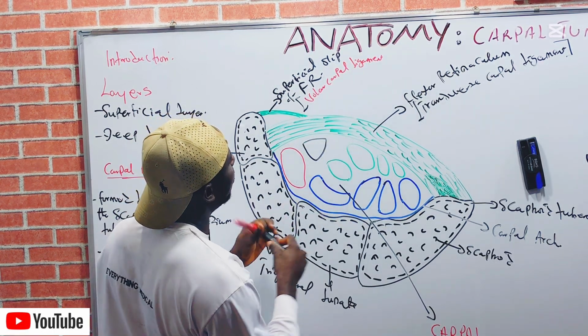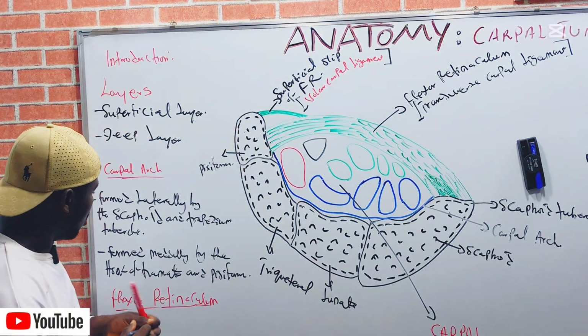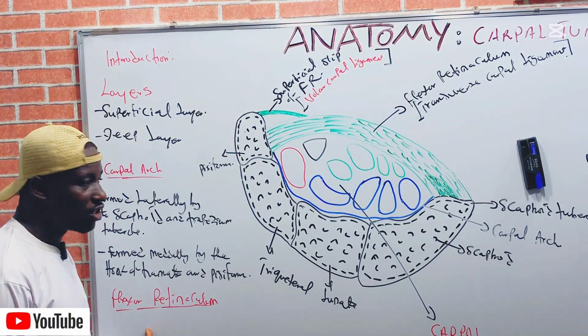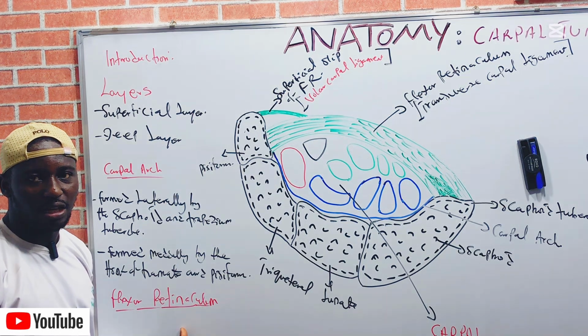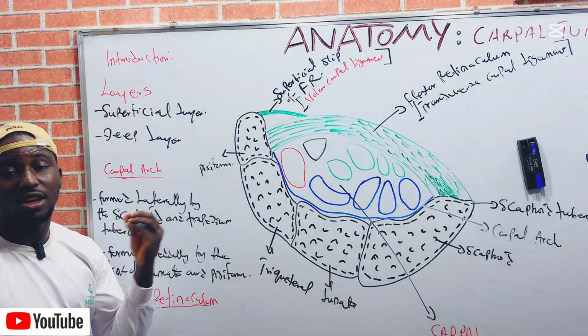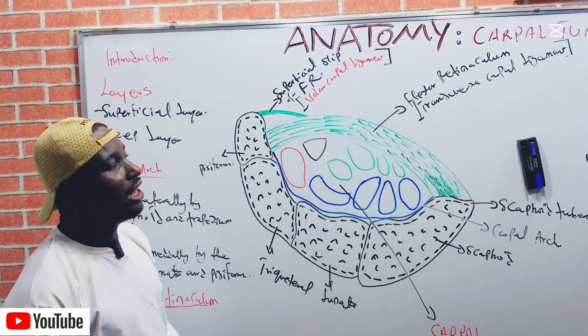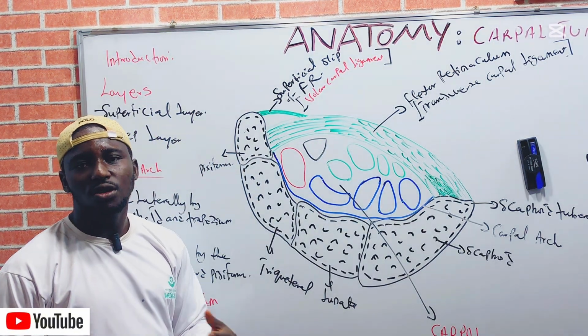The volar carpal ligament. So that is all about the flexor retinaculum. It is a thick connective tissue that forms the roof of the carpal tunnel. Now let's go to the content.